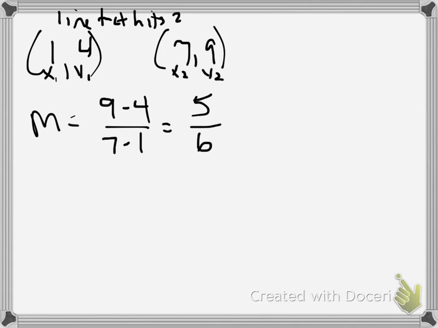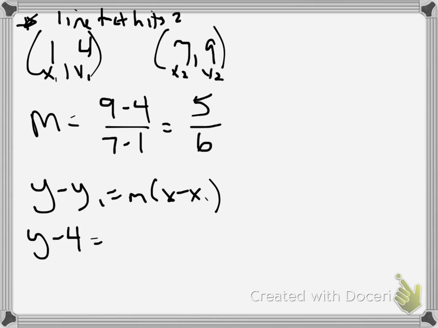Now you pick your favorite point of the two, and you plug it into slope-intercept or point-slope form, and you've got your equation. Why don't I use this one? Because the numbers are smaller, so it'll be easier to work with. y - y1 = m(x - x1). y1 is 4, m is 5/6, x1 is 1.